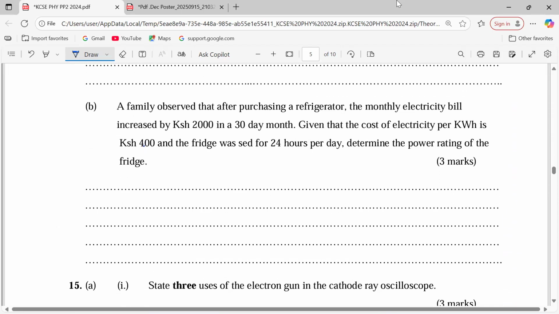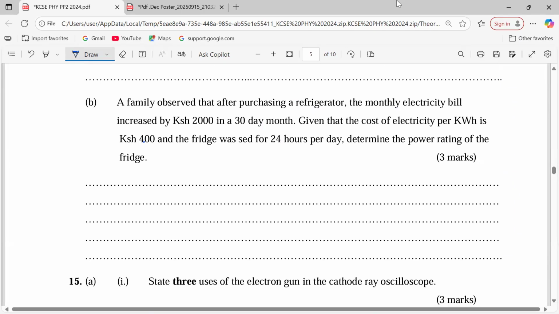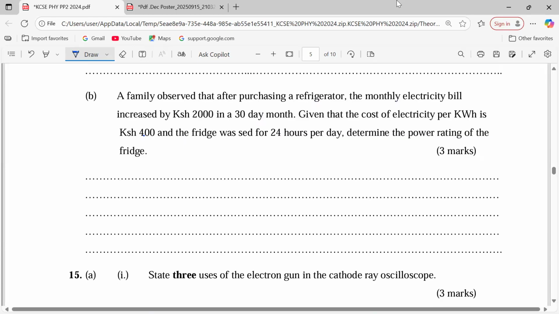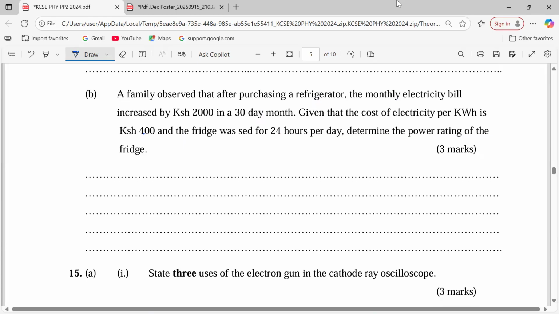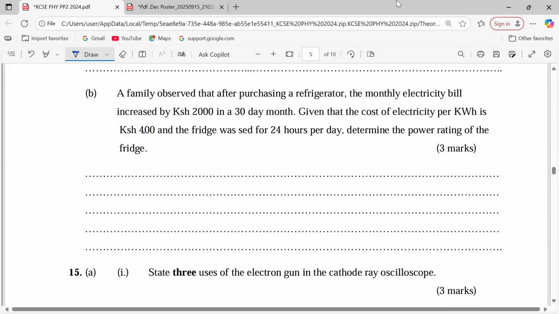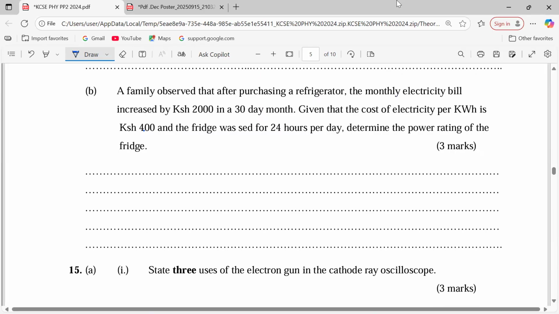Look at number 14b. A family observed that after purchasing a fridge, the monthly electricity bill increased by 2,000 Kenya shillings in a 30-day month, probably April or any other. Given that the cost of electricity per kilowatt hour, or rather per unit, is 4 Kenya shillings, and the fridge was used for 24 hours per day, determine the power rating of the fridge.